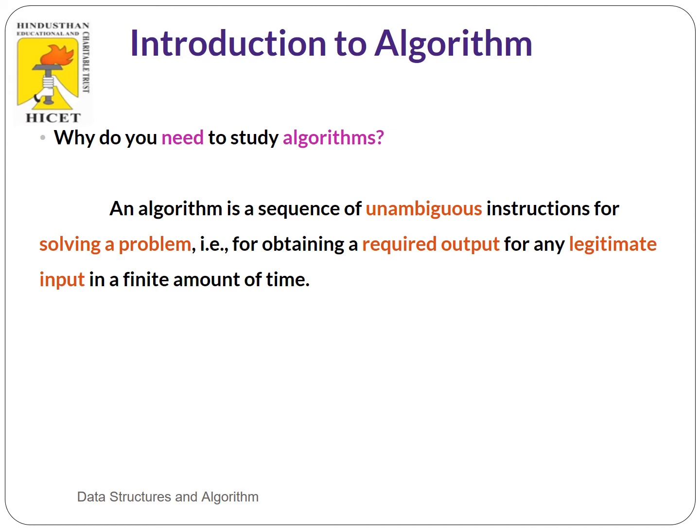Let us go to the definition of algorithm. Algorithm is defined as a set of unambiguous instructions for solving a problem. That is, it has to provide a required output for any legitimate input in a finite amount of time. The notion of an algorithm, which has been depicted in the picture, is that for any problem, we will be designing an algorithm which is fed to a computer which accepts some legitimate input and produces an output.